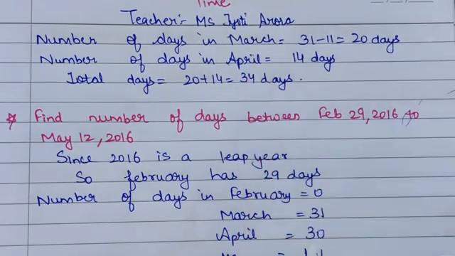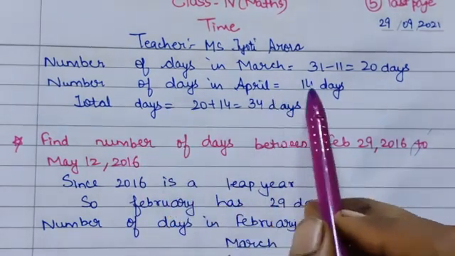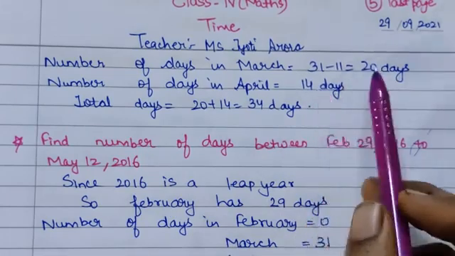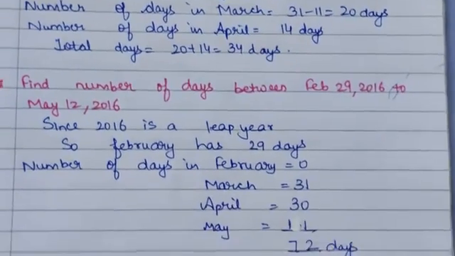Now days in April. Till which date were they asking? They were asking in between 15th April, so it means 15th April we will not include. So only the first 14 days we will include. So the days in April will be 14 days. So now the total days will be 34 days. Let us do the next one.